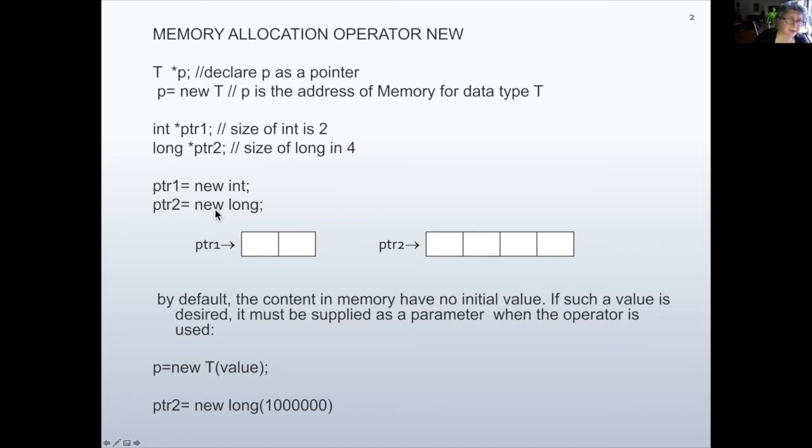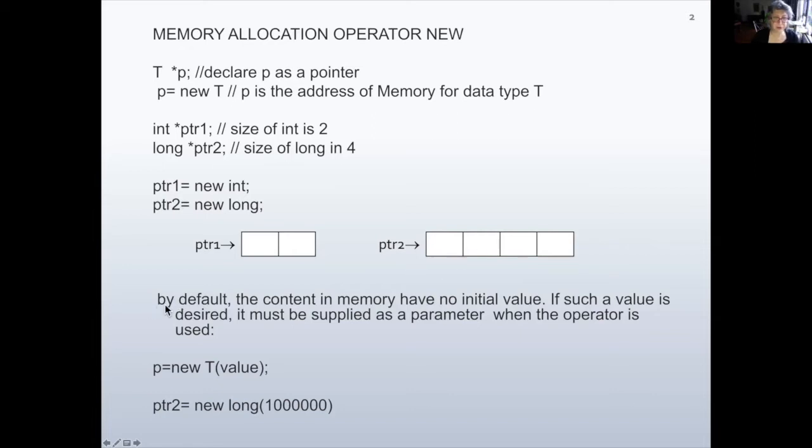And in this line there is a new long operation, and the address is loaded to ptr2. ptr2 is a pointer to a long integer. So in that case, 4 bytes are reserved for the new object and its address is loaded to ptr2. Again, the object has no name.